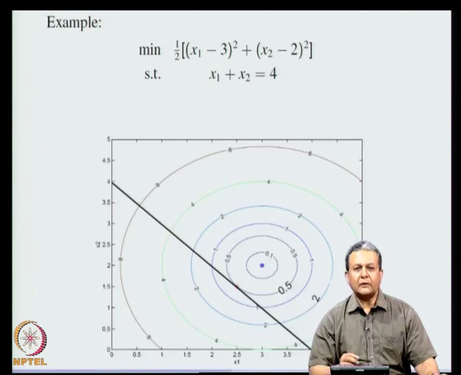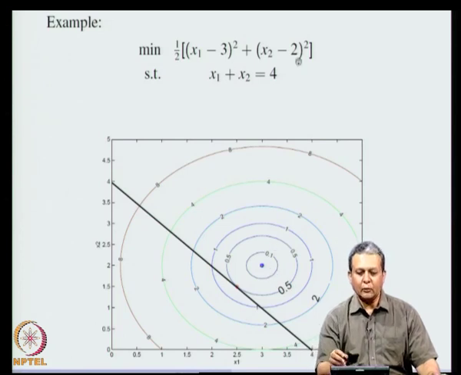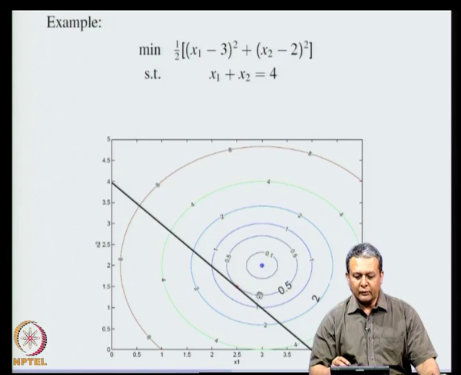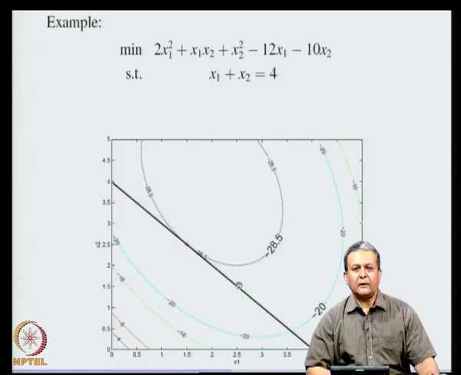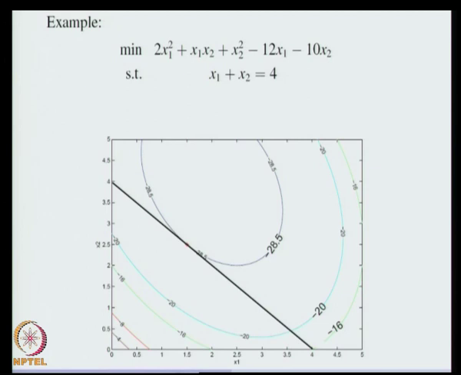Now, we have a similar problem. We are still looking for the circles of minimum radius centered at (3, 2) which touch the line x1 plus x2 equal to 4, and as you can see from this figure, this is the solution. Similarly, we have another quadratic function whose contours are elliptical, and we are interested in those contours which touch this line x1 plus x2 equal to 4, and obviously the solution is this point.